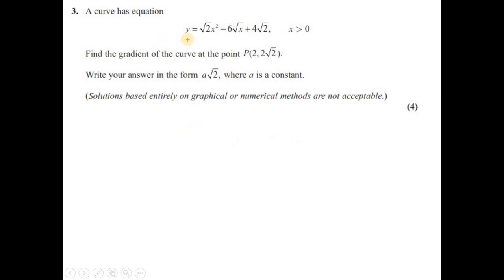If you need to find the gradient of the curve, that means the gradient of the curve is basically dy/dx. That means you just need to differentiate the equation. So dy/dx is equal to the derivative of x squared, which is 2x, so you can write 2 root 2 x, and minus 6 times the derivative of root x, which is half of x to the power minus half, plus the derivative of 4 root 2, which is 0.